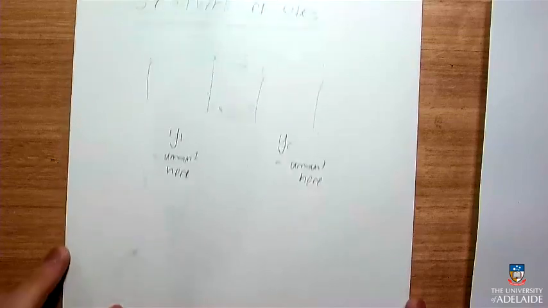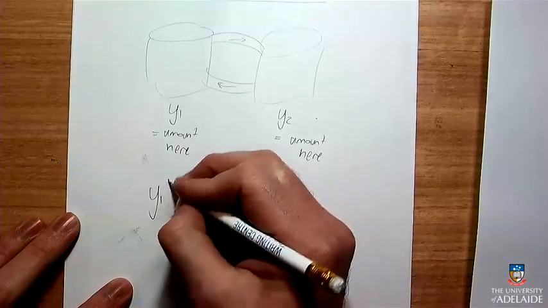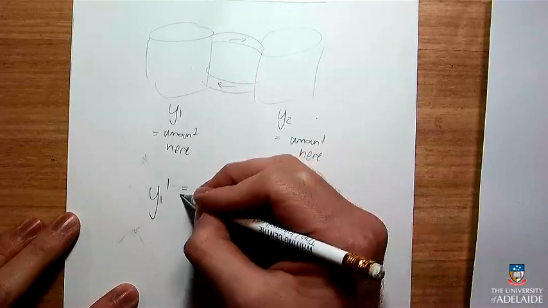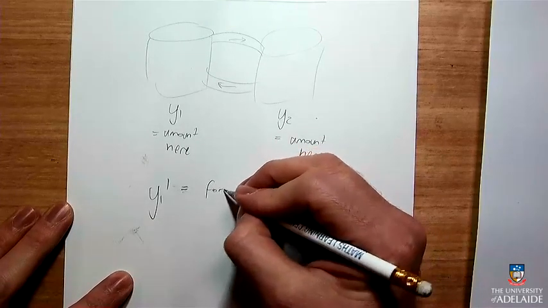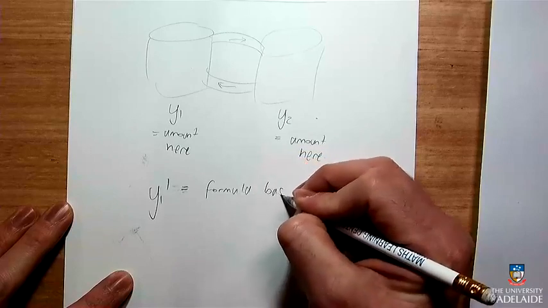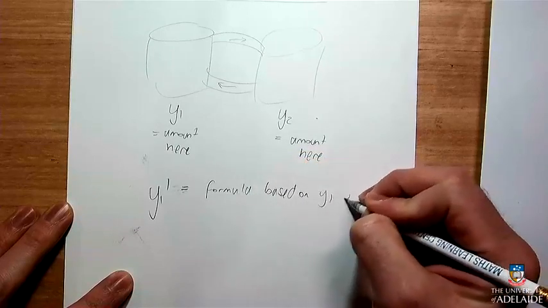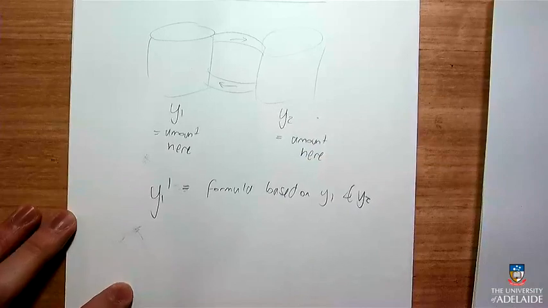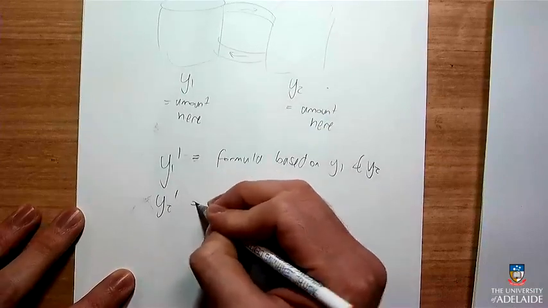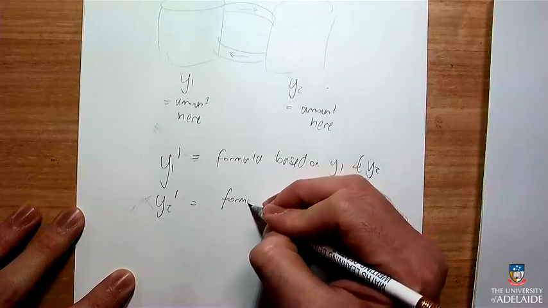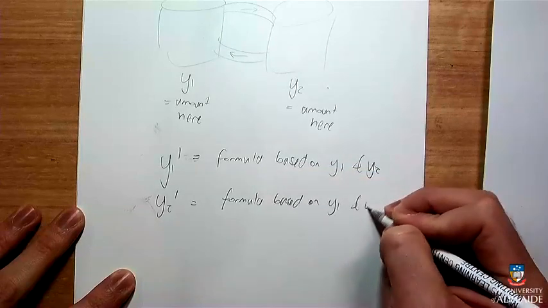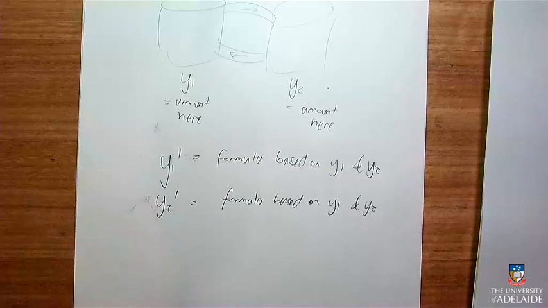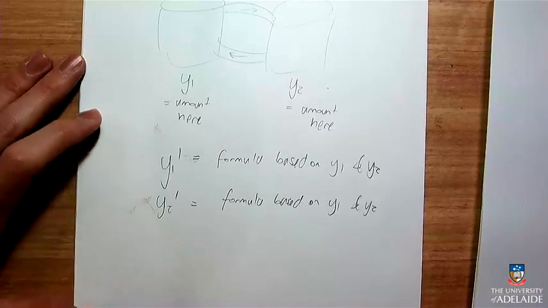And so the idea is that how much this changes will be some sort of formula based on how much is in both of them at the moment. And how fast this changes will be some sort of formula based on y1 and y2. That's the general concept in my head of systems of ODEs.